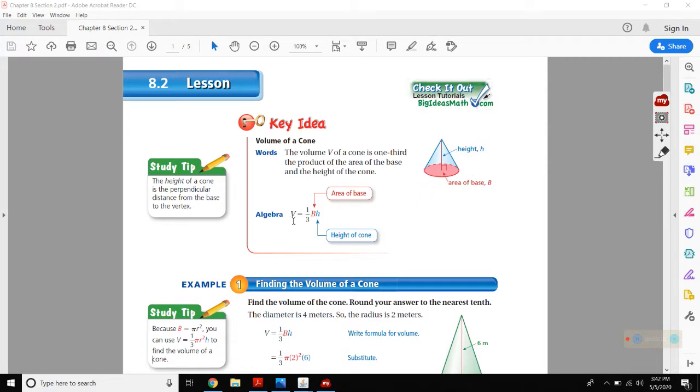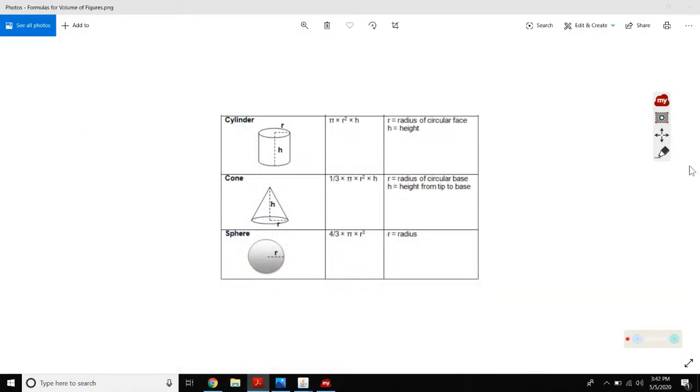We can see here that volume equals 1/3 area of base times height. Here's why I don't like the formula that the textbook gives. It does not define what that area of base is. So for this lesson's sake again, instead of using and referencing the textbook, we're going to reference this formula sheet.